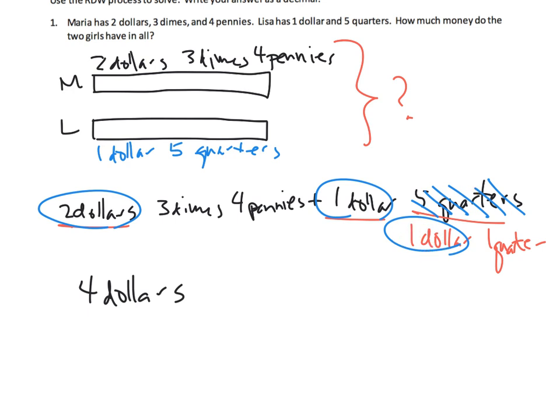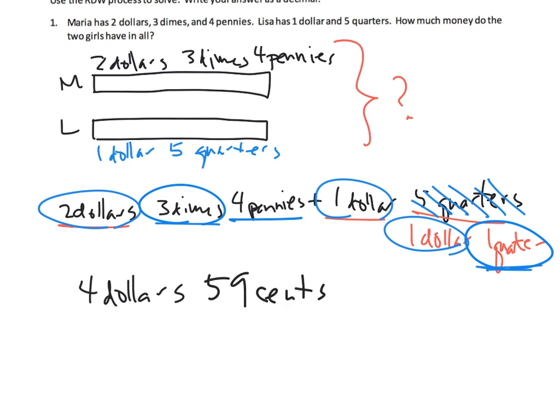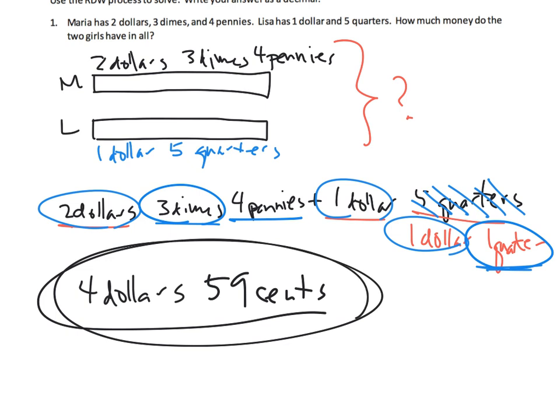So let's see, I have 3 dimes plus 2 more dimes inside that quarter, so that's 50 cents, plus we have an extra 5 cents from our quarter. So these 3 dimes plus this quarter, that's 55 cents, plus 4 more pennies, that's 59 cents. So we have $4.59.